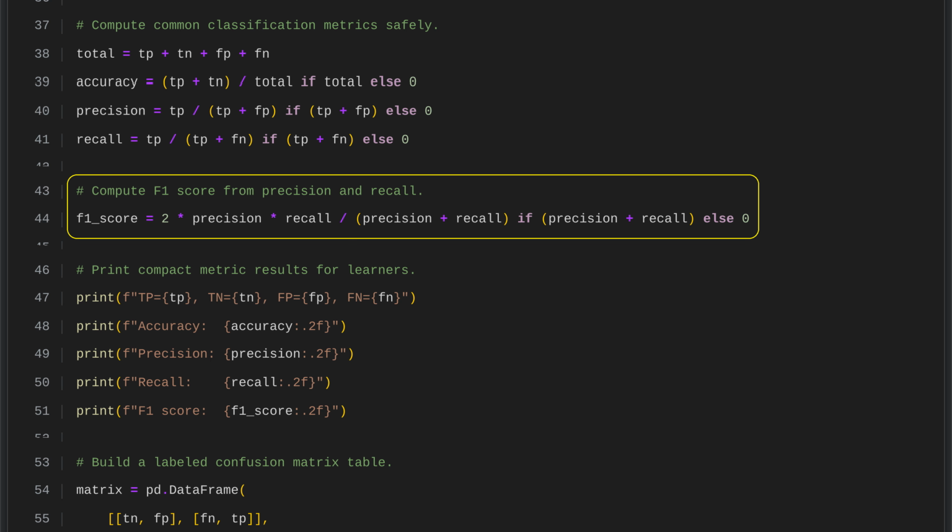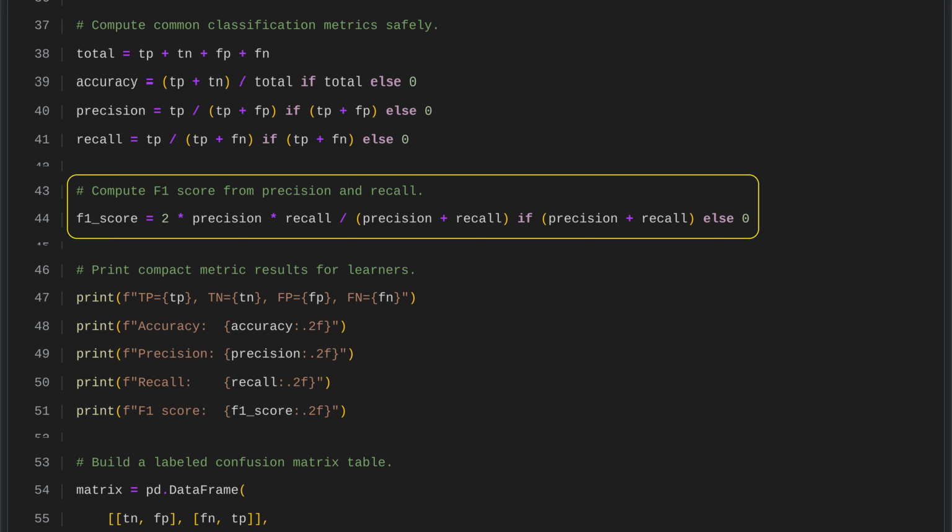The F1 score combines precision and recall into one balanced measure. It is calculated as 2 times precision times recall divided by their sum, so it accounts for both false positives and false negatives. If precision and recall add up to 0, the F1 score is set to 0 to avoid division by 0.